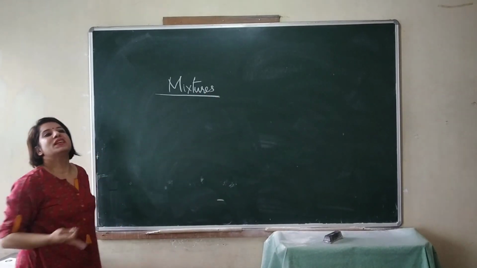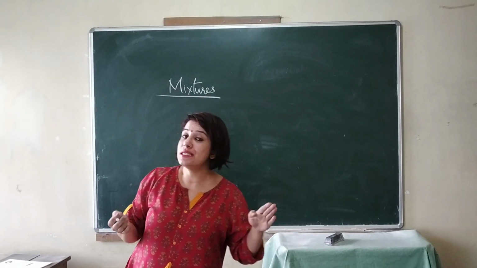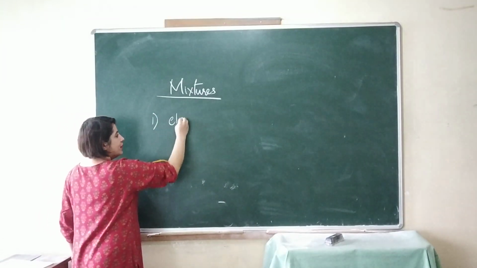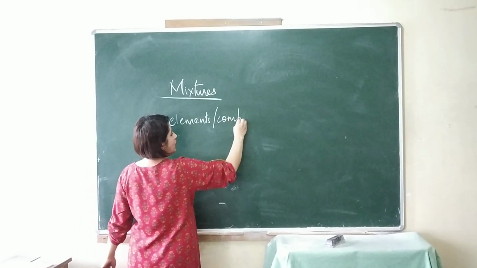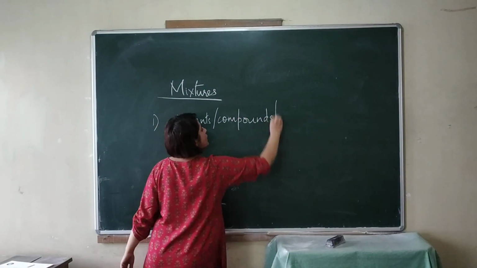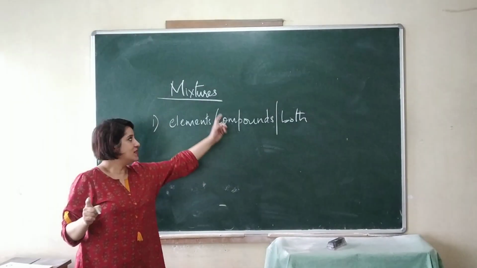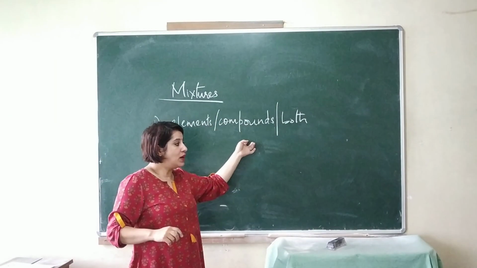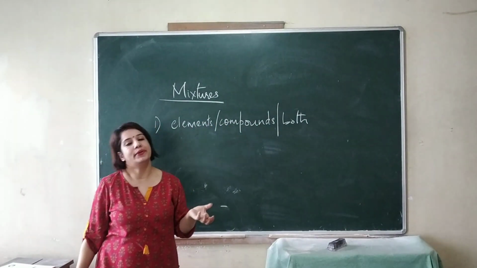Now what are mixtures? Compounds, if you remember, are composed of two or more elements. Mixtures are composed of two or more elements, compounds, or a mixture of both. So compounds are made up of only elements, whereas mixtures can be made up of compounds, or a combination of both.